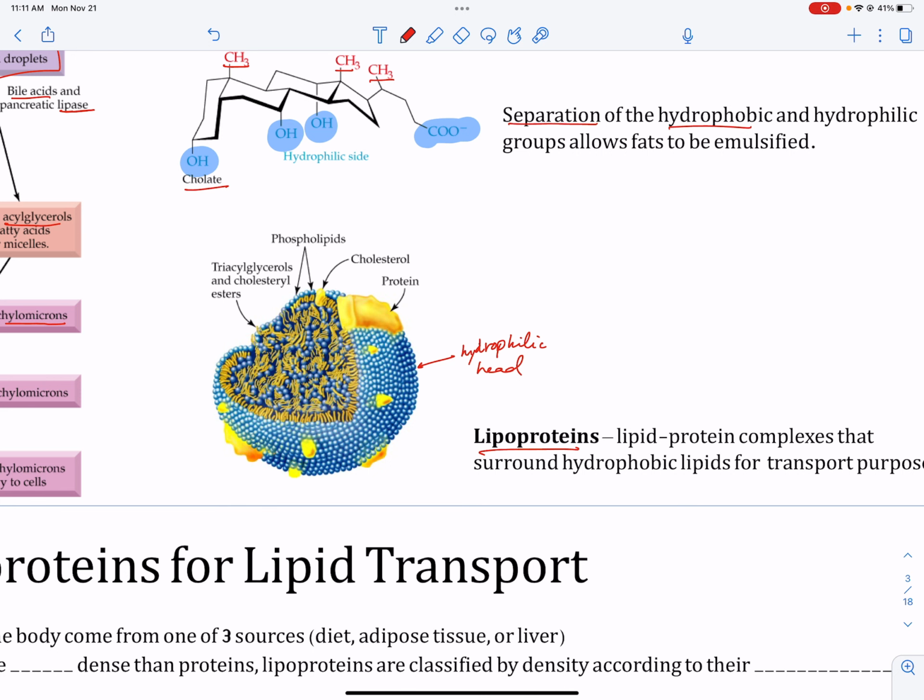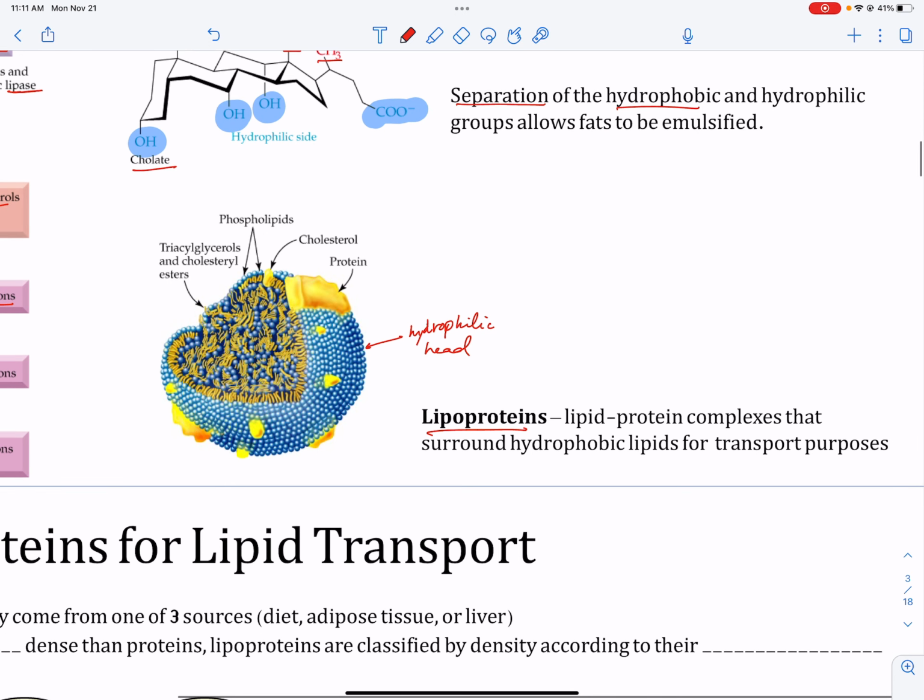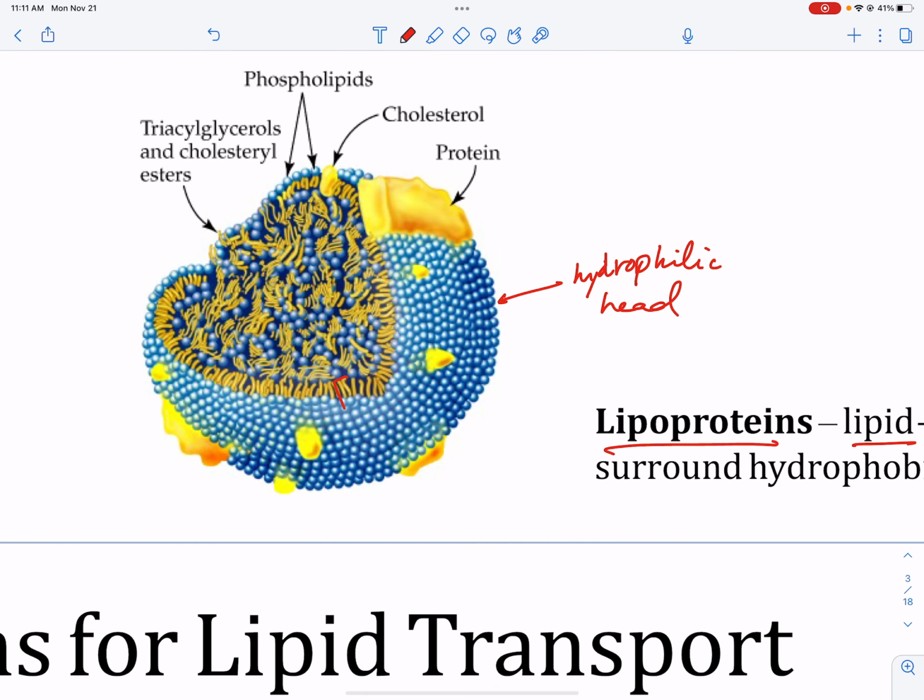All right. Let me read the definition first, and then we'll look at this picture a little more. So a lipoprotein, remember, a chylomicron is a type of lipoprotein. This is a lipid protein complex. So you can see, again, these little hydrophilic heads with their squiggly yellow hydrophobic tails. These glycerophospholipids, which make up a bilayer, are kind of the surrounding part. And then tucked on the inside, we have these triacylglycerols, we have cholesterol. These are all tucked on the inside because they're not soluble, but they're carried through soluble environments this way.